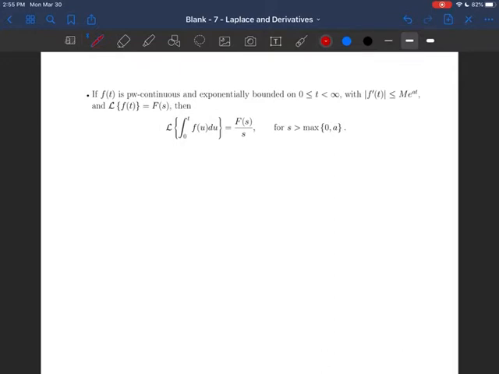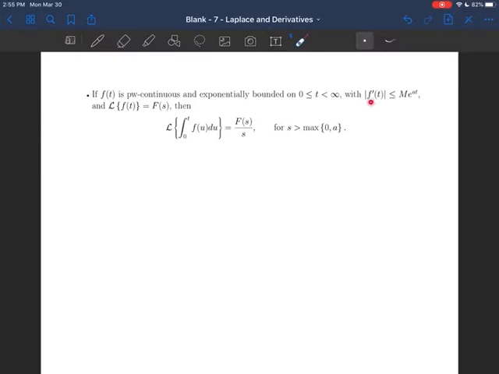All right, let's try an example of this. Let's not try an example of this. Instead, let's take a look at the antiderivative. So if we want to find the Laplace transform of the antiderivative of a function, how does that work?